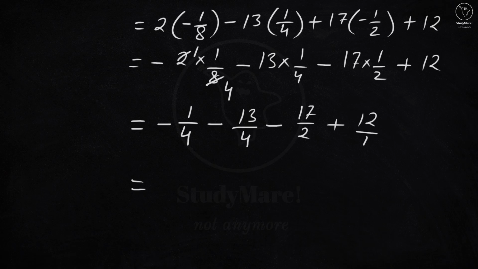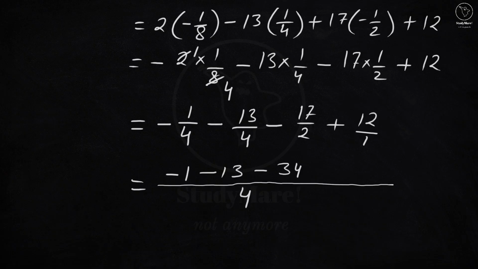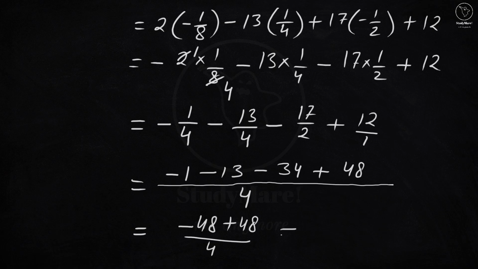Now, taking LCM of the denominators, we get 4. So, 4 ones are 4, 1 into 1 is minus 1, 4 ones are 4, 1 into 13 is minus 13, 2 twos are 4, 2 into 17 is minus 34, 4 fours are 4, so 4 into 12 is equal to 48. Now, in the next step, we get minus 1 minus 13 minus 34. This gives us minus 48 and we already had plus 48 divided by 4. Minus 48 plus 48 is 0 divided by 4, which comes out as 0.